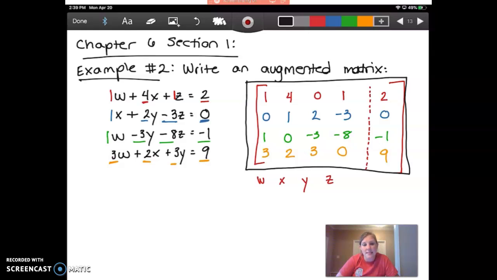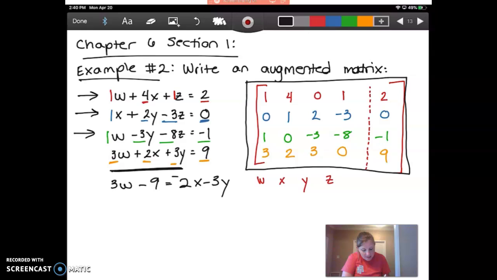In other words, you're organizing the data that you've been given, and then you're showing what's on the right-hand side of the equal sign by writing out the constants on the right of the dashed line. What you need to be aware of before you stop this video is that this has to be written in correct form. If, for instance, this very last equation was 3w minus 9 equals negative 2x minus 3y, I could not simply plug in those values. I would have to write it so that all of the variables are on the left side and the constants are on the right. So you might have to do some rewriting in your homework to make sure that you have this correct. Good luck.